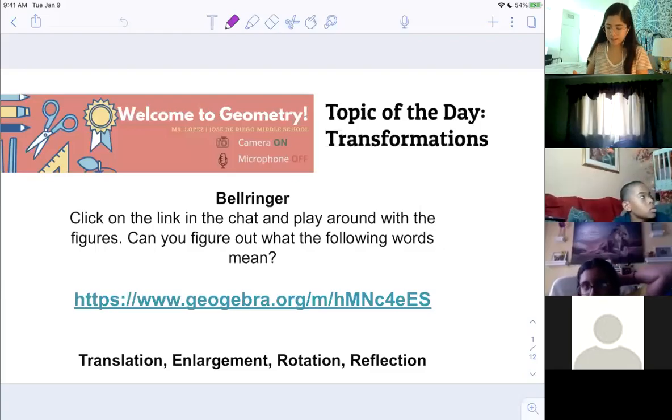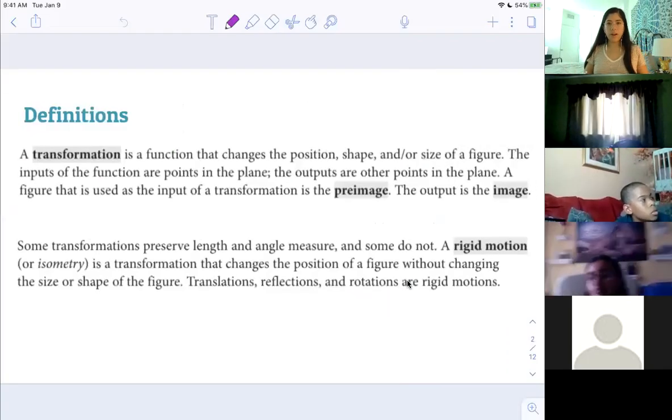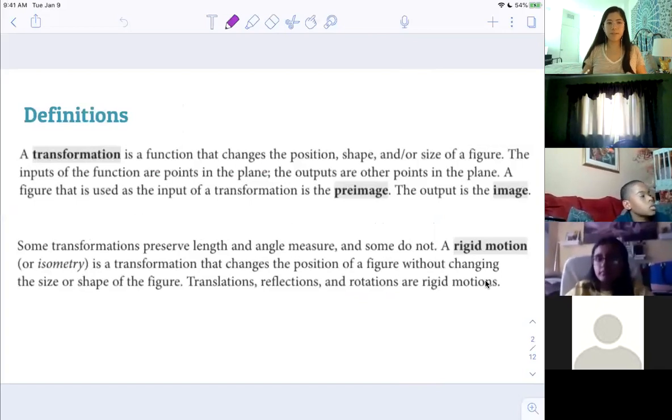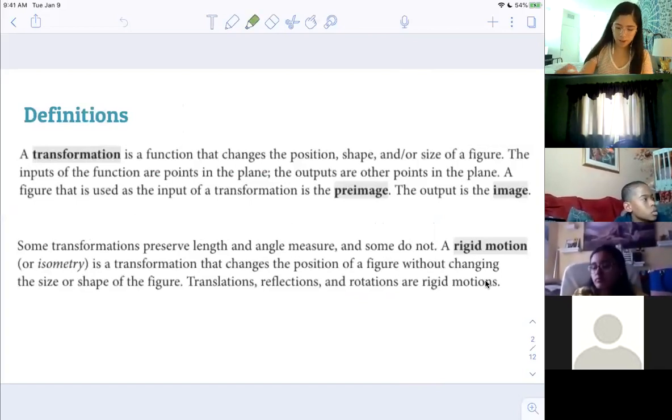All right, let's begin. Of course, as usual, we're going to begin with some definitions, and I will tell you exactly what to highlight or what to write down.